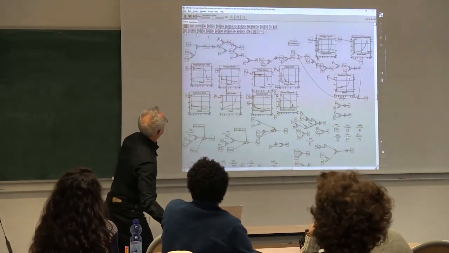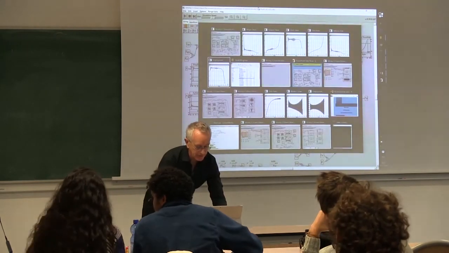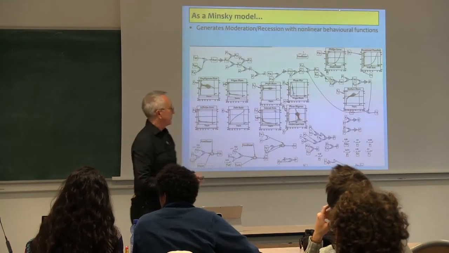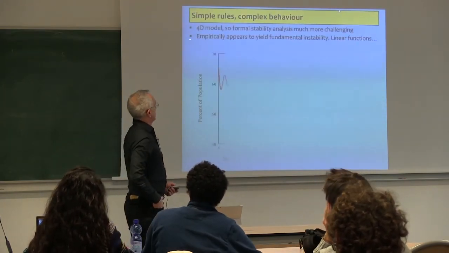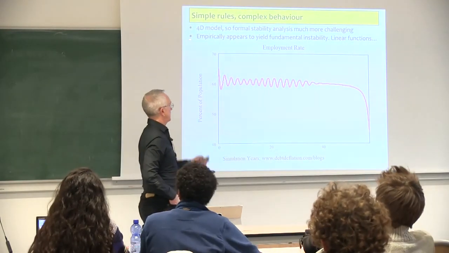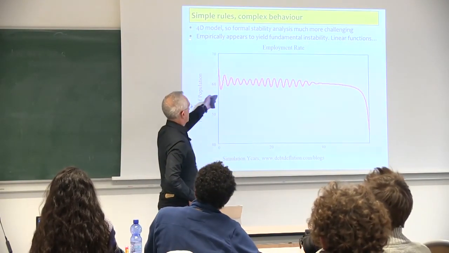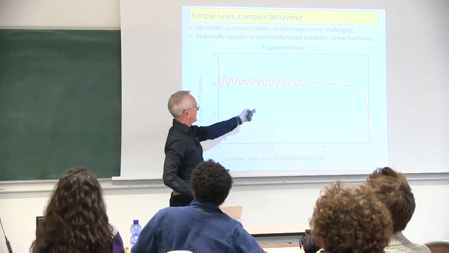So that's saying that a free market system isn't quite as wonderful as a lot of Austrians might believe it is. So when I put this in four dimensions, this is the sort of dynamic you see. This is another simulation run, but very similar overall. Declining cycles, increasing cycles, declining cycles again, then collapse.